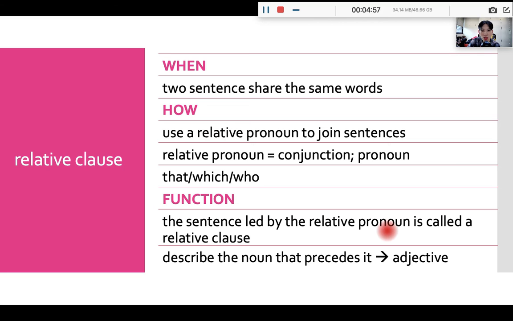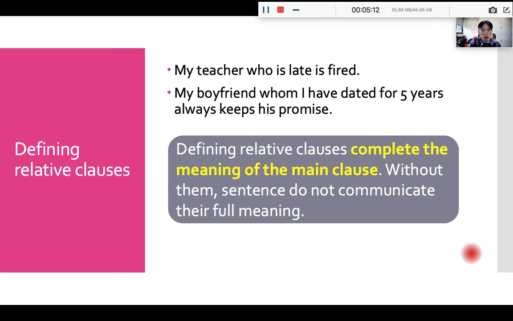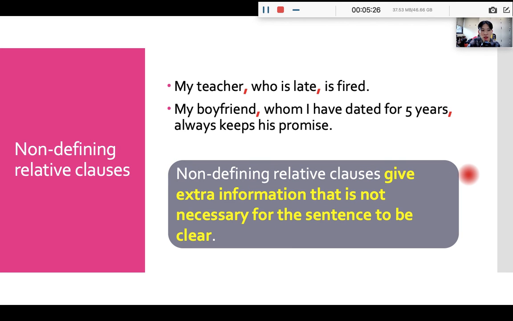And this sentence describes the word that is before it, and we can know that the relative clause has the function of an adjective. And a defining relative clause is necessary because it completes the meaning of the main clause. Without it, we don't know what you are talking about. On the other hand, non-defining relative clauses are giving extra information. In other words, they are not necessary. Without them, we can still know what you are talking about.